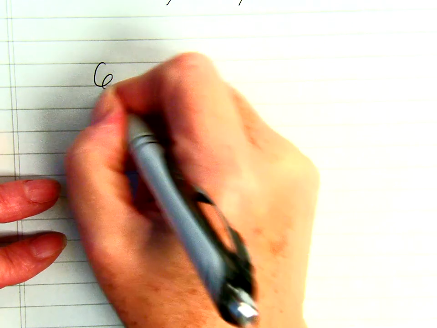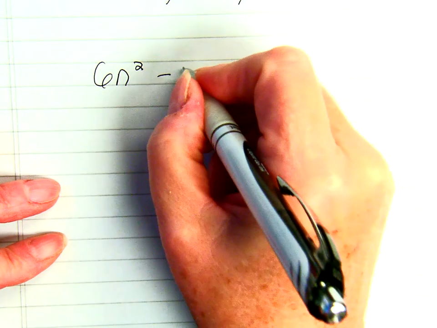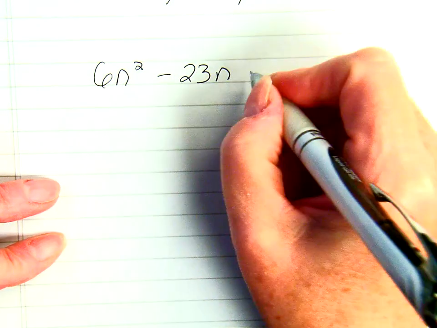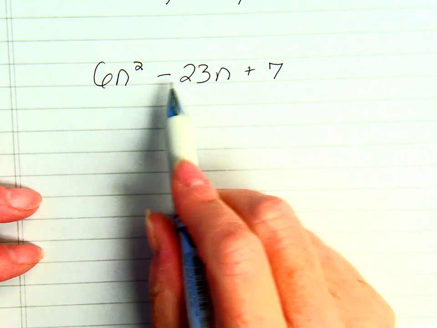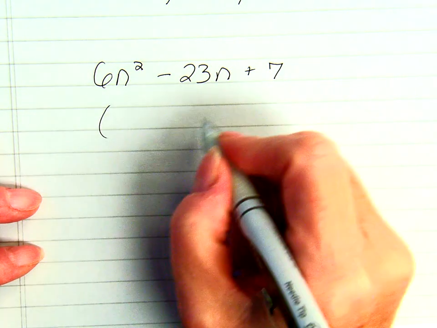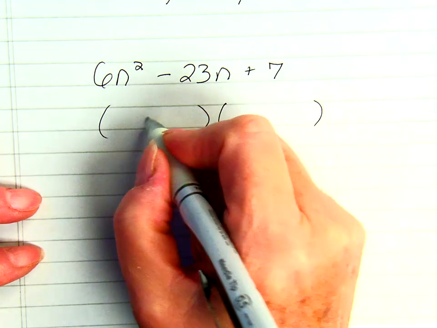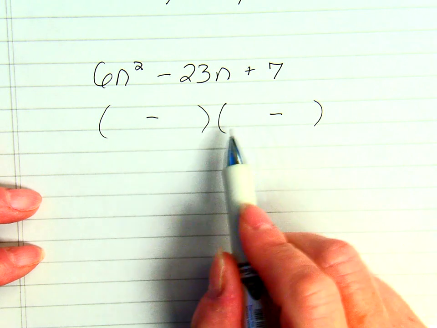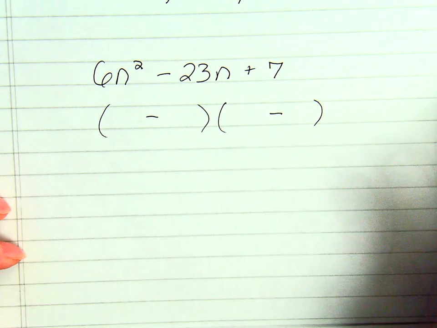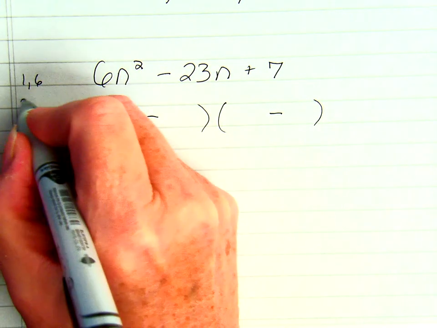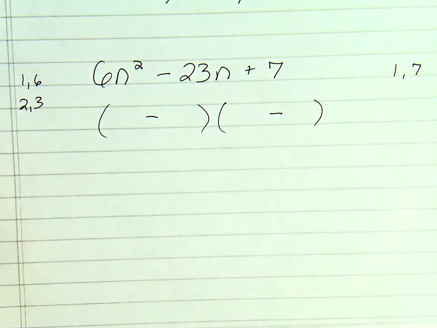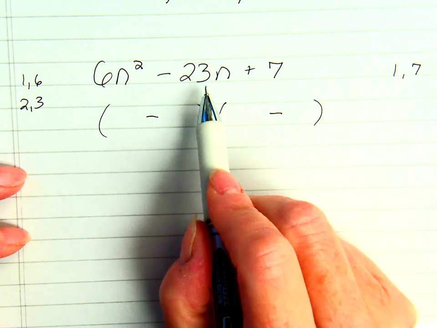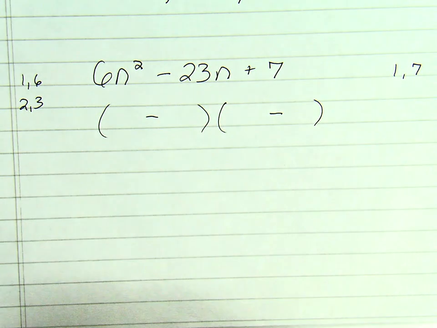Let's go ahead and do another one. 6n squared minus 23n plus 7. Okay, so we're looking at this being negative and realizing that our parentheses are going to have to hold 2 negative signs here because, of course, a negative times a negative will create our positive c. Okay, so 6, we've got 1 and 6, and we've got 2 and 3, and 7 is just 1 and 7.